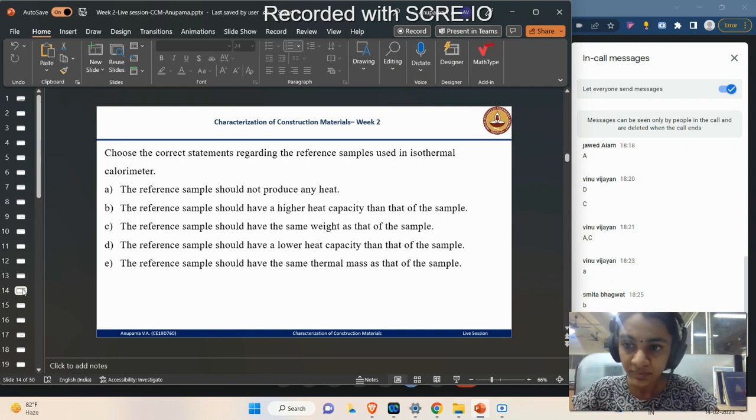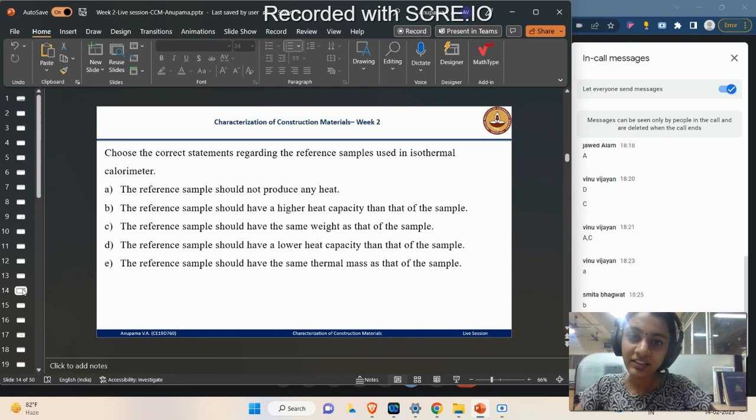Option A states that the reference sample should not produce any heat. Option B, the reference sample should have a higher heat capacity than that of the sample. Option C, the reference sample should have the same weight as that of the sample. Option D, the reference sample should have a lower heat capacity than that of the sample. Then option E, the reference sample should have the same thermal mass as that of the sample. So these are the five options you have.